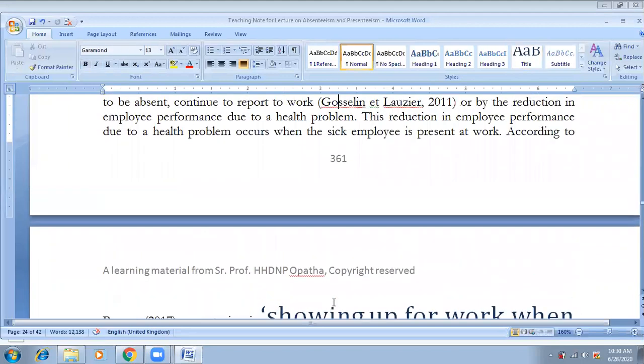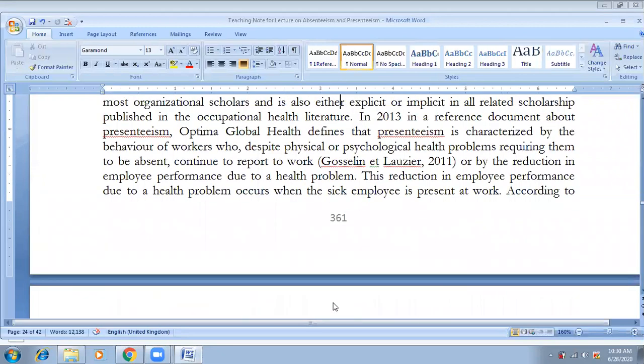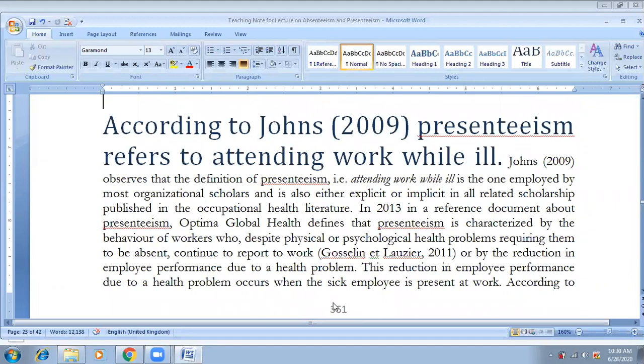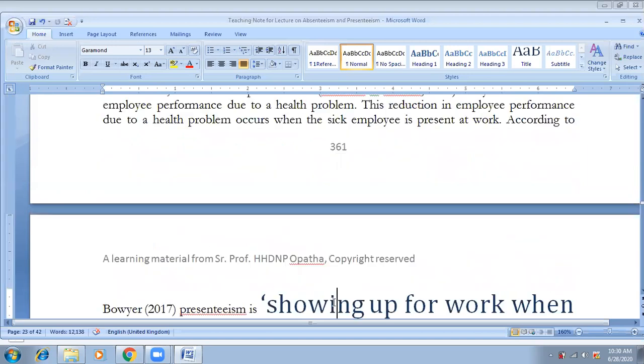Assume you are ill. Because you are ill, you are supposed to be at home, in order to get medical treatment and a rest. But irrespective of being at home, you come to work, and then presenteeism happens. So presenteeism is this: when you are not supposed to come, you come to work. Absenteeism occurs when you are supposed to come to work, but you don't come.